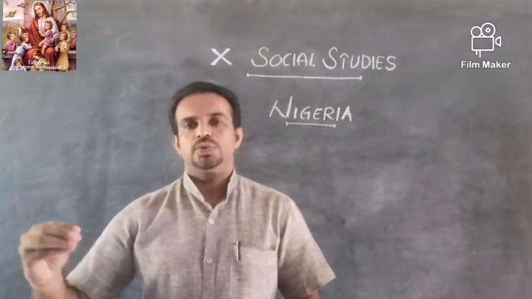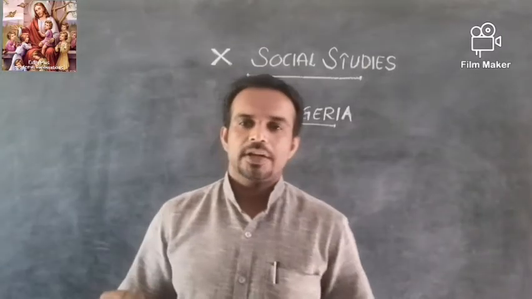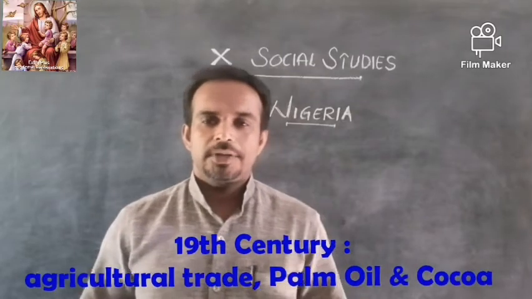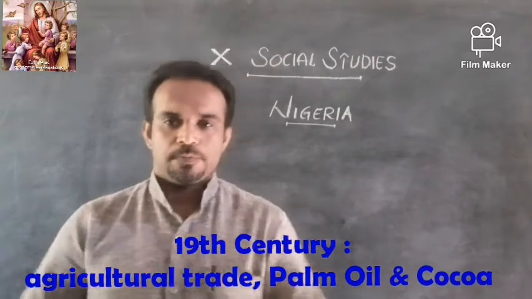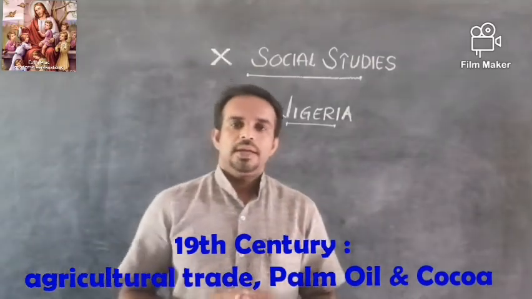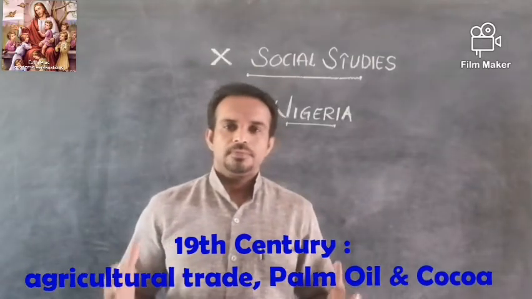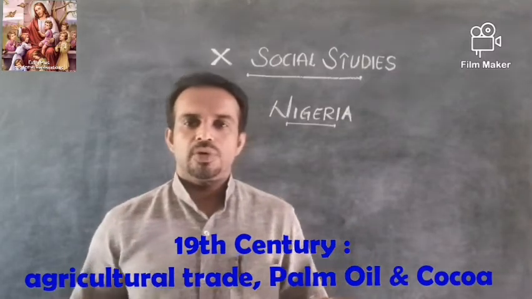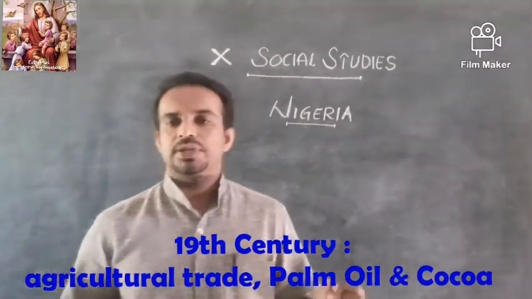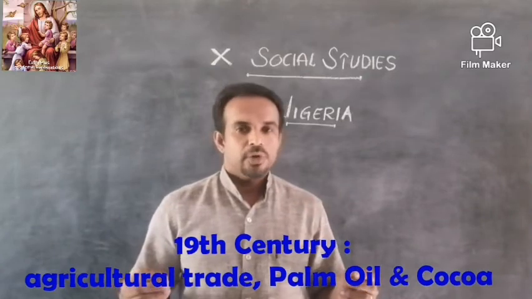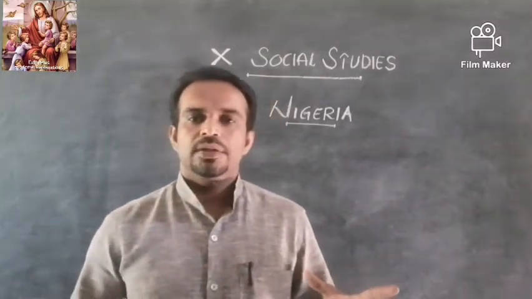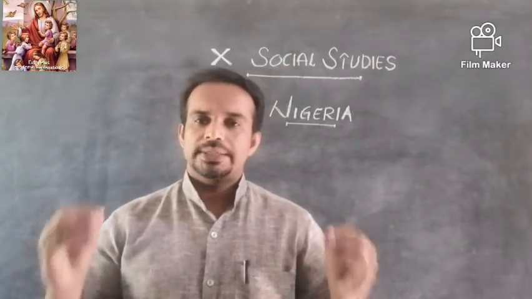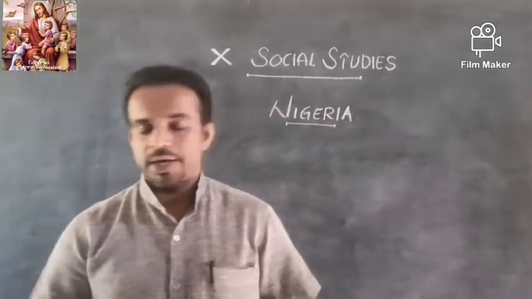By the time Africa was exposed to the outer world, the Europeans identified that many products from Africa were in great demand, especially palm oil and cocoa. So there started a greater awareness about the agricultural products, especially cocoa and palm oil, and they started to be collected by the Europeans, and the Europeans started to sell these things in the international market.